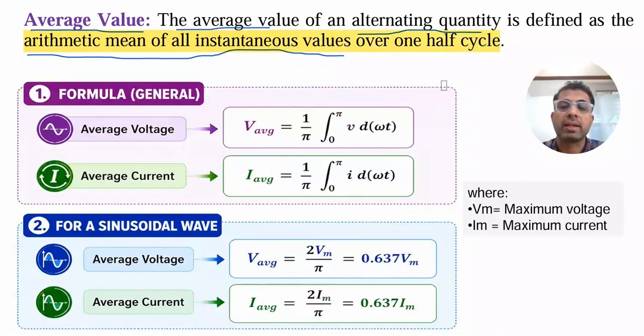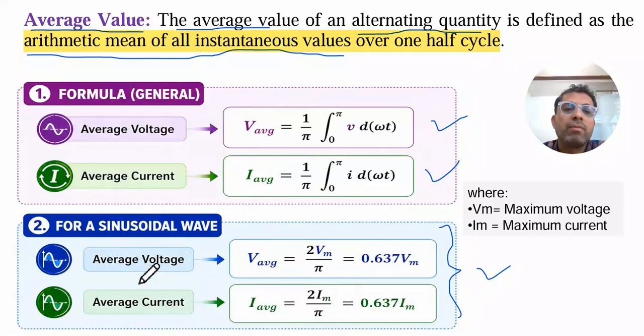Very important, half cycle. Okay, so this is the generalized formula for the average voltage and average current, that is 1 by pi integration 0 to pi of i with respect to d of omega t, and this is the value of average current. Okay, but this is a general formula. But in case of a sinusoidal wave, these are the important formulas from the exam point of view.